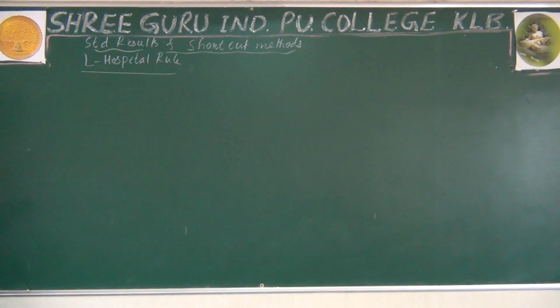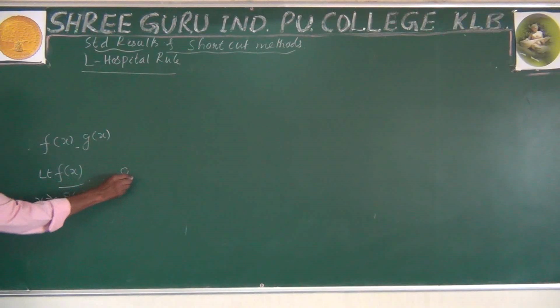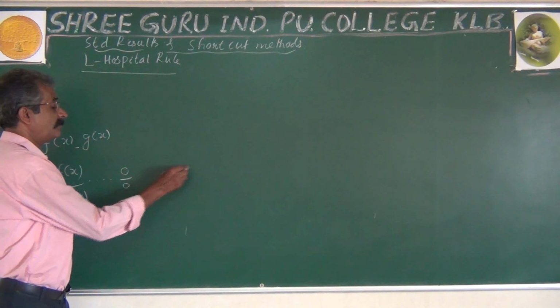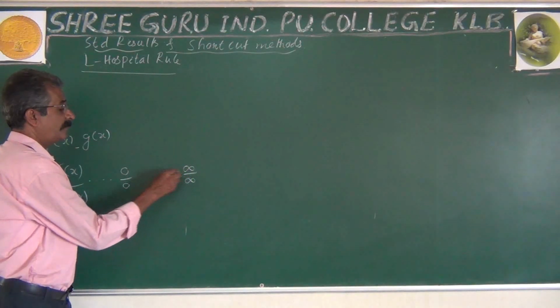Be careful. The L'Hospital rule says that, see, if f of x, g of x are two functions such that the limit of f of x divided by g of x as x tends to a becomes 0 by 0 form, or even it can become infinity by infinity form.